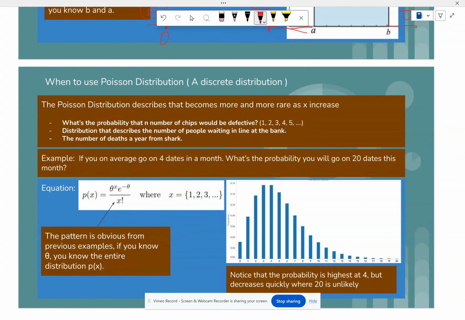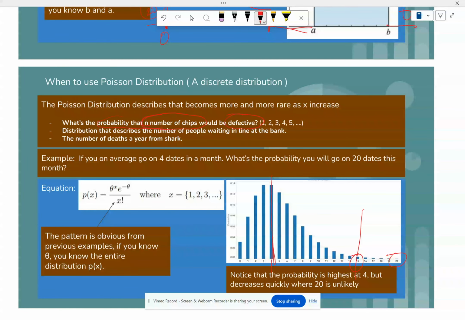What is the probability that n number of chips would be defective? So if you are a semiconductor company and you want to measure the number of chips that would be defective out of 1,000, you can say, well, the probability you're going to get four is pretty high, but what's the probability you're getting 15? Basically zero, very, very low. The probability you get 20 is even lower.